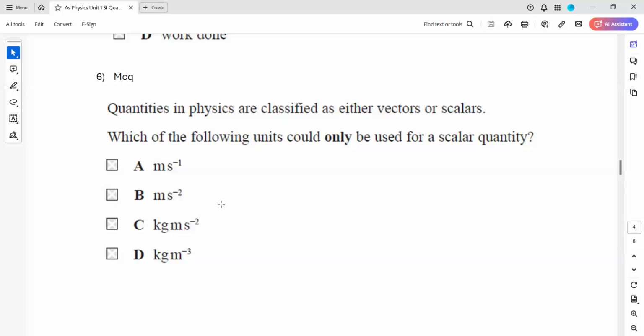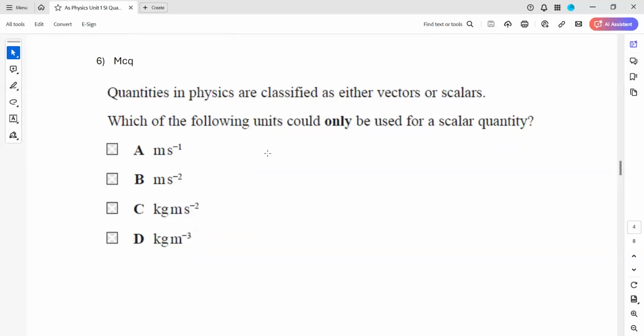Quantities in physics are classified as either vectors or scalars. Which of the following units could only be used for a scalar quantity? So the first one is meter per second. Meter per second can be the unit for speed. It can be the unit for velocity as well. So velocity and speed.